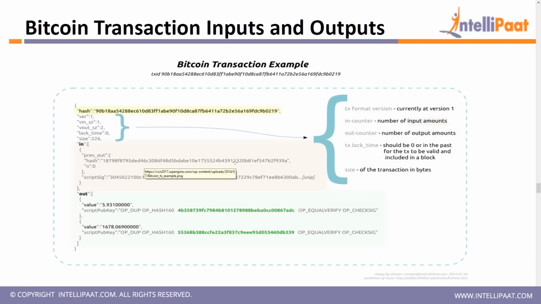Transaction format version is currently version 1. As you can see from the figure, in counter is the number of inputs available to this transaction, and out counter is the number of outputs. You can see here the output amount and input amount are defined as discussed. Transaction lock time should be 0 or in the past for the transaction to be valid and included in a block. Then there is the size of the transaction in bytes. So this is the information present in the header of the blockchain transaction example.